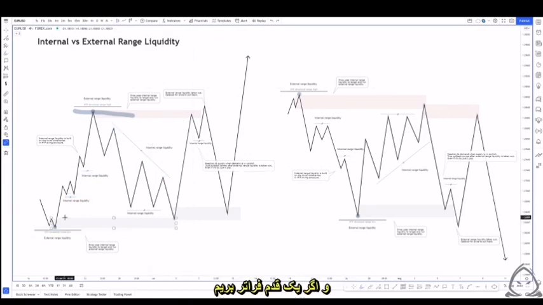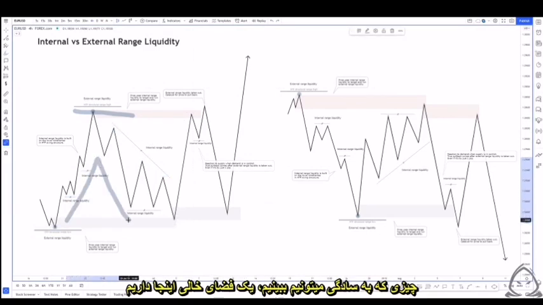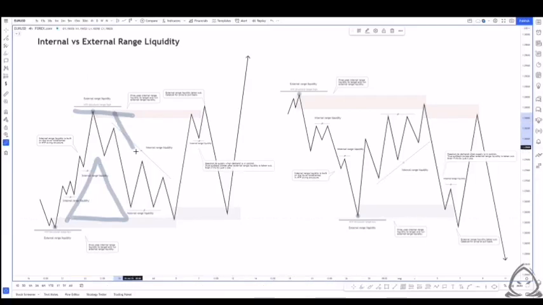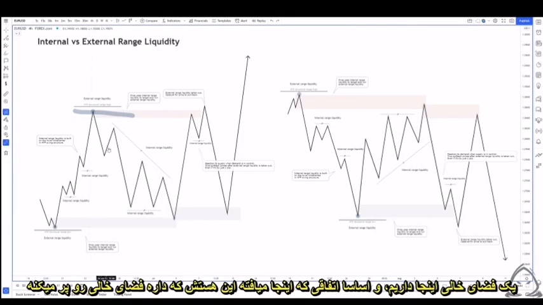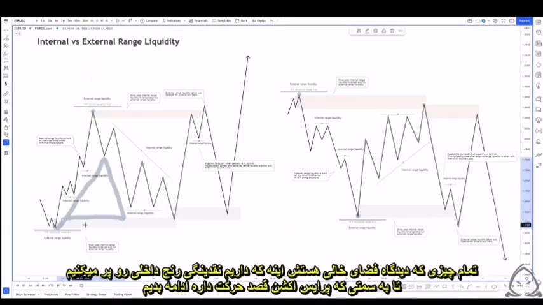And if we take it a step further, what we can also just look at very simply is that we have a liquidity void here, we have a liquidity void here, and essentially what's happening is it's filling the liquidity void. All the liquidity void concept is, we are filling internal range liquidity to then continue on moving in the direction that price action is intended to move on.